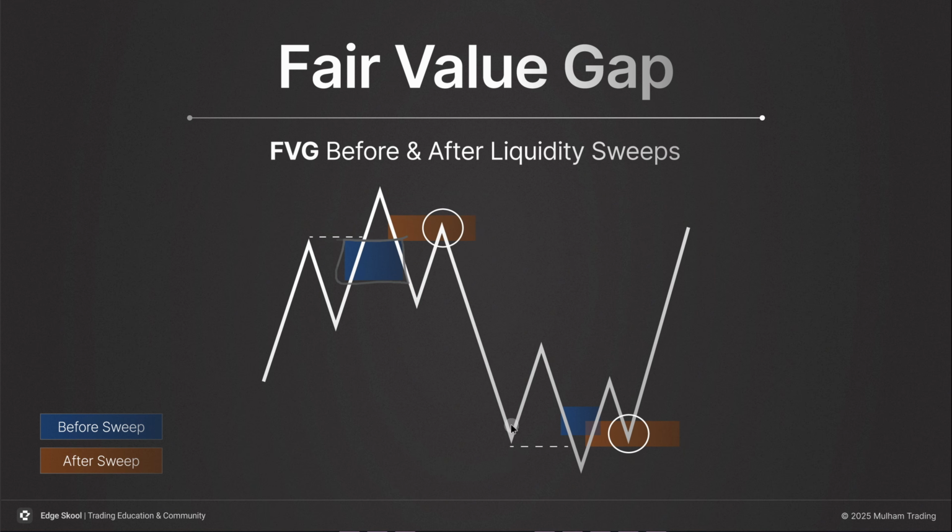And same thing here. We have price taking the low and then immediately going higher. We had no displacement here, so price just maybe wicked below and then started going higher. We create a fair value gap after. This fair value gap before is going to be disrespected and the fair value gap after is respected. So we always want to focus on fair value gaps after liquidity sweeps.